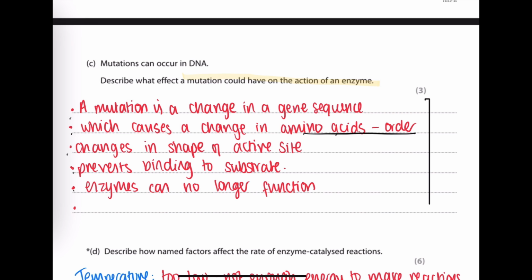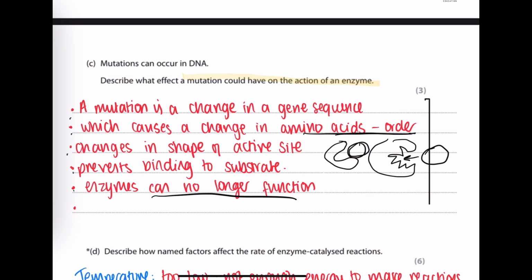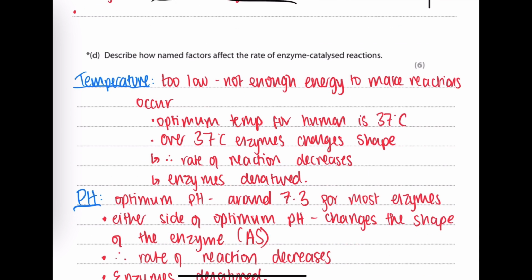Because it changes the order of the amino acids, the shape is going to change, so it might become ragged like that. This prevents it from binding to the substrate. The substrate is like this. Clearly the substrate isn't going to be able to fit into that. This means that the enzyme can no longer function. It can no longer catalyze the reaction, so it cannot join two substrates together anymore.